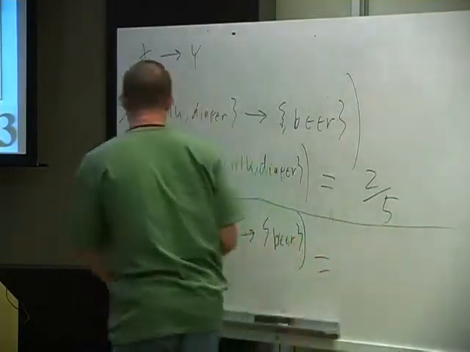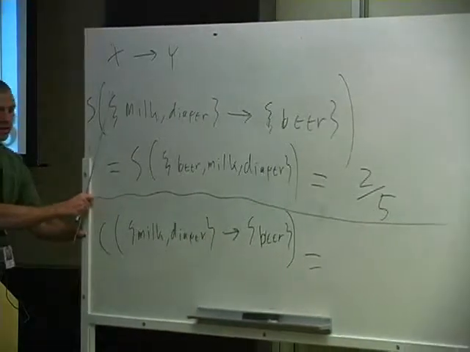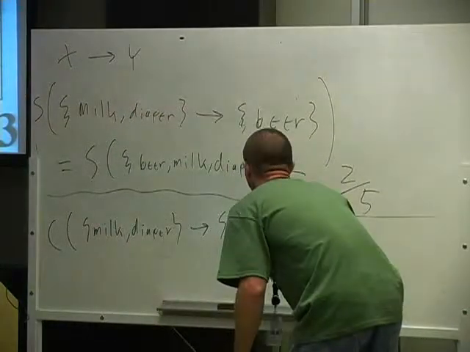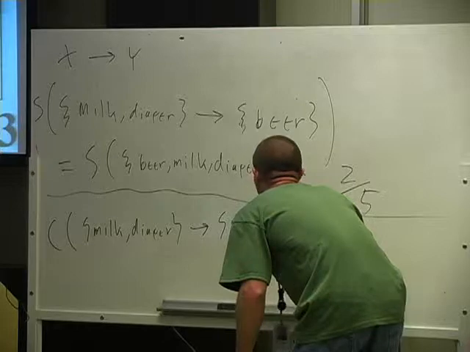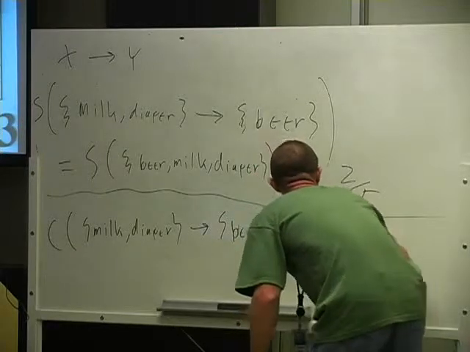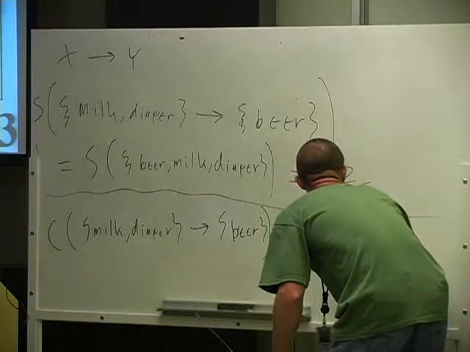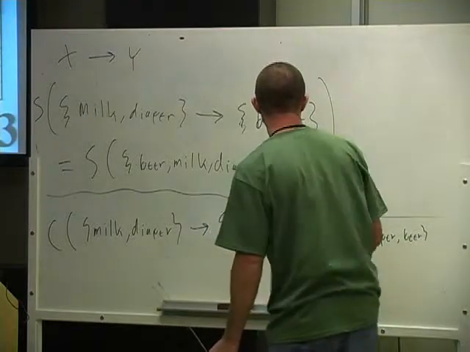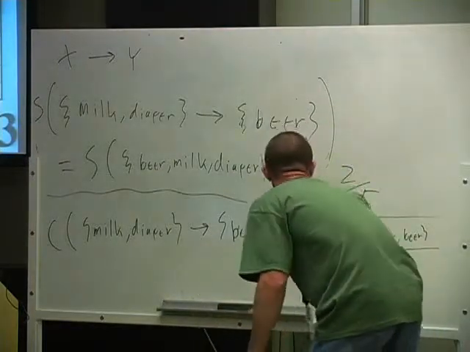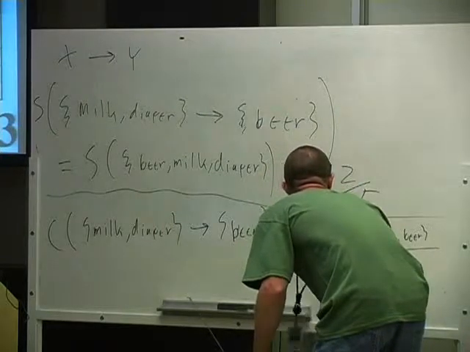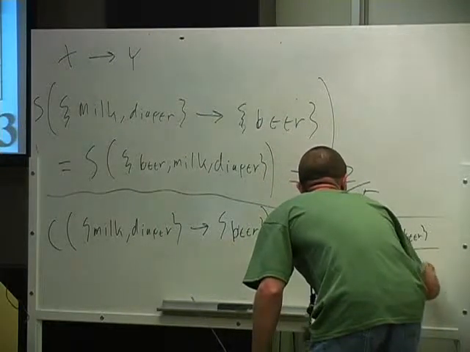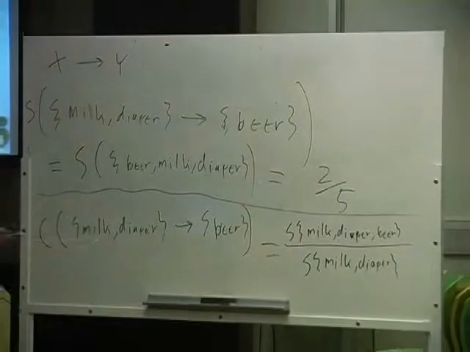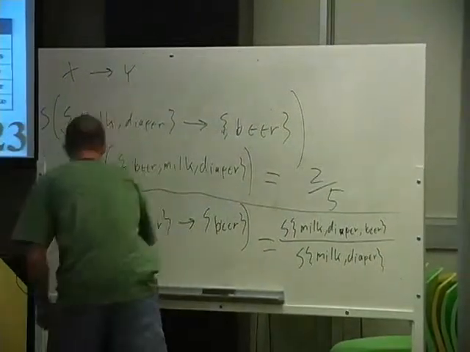So this you could define as follows. On the top I would put the support of milk, diaper, and beer. How many item sets contain milk, diaper, and beer? And on the bottom, I would put the support of just the milk and the diaper. So the top, milk, diaper, beer, is exactly the 2/5.